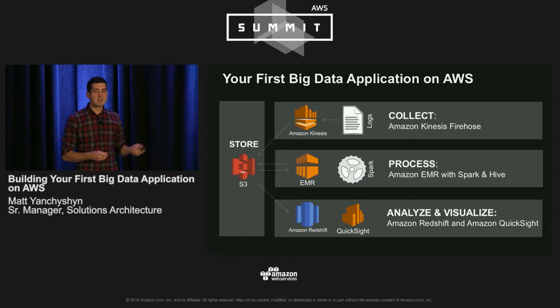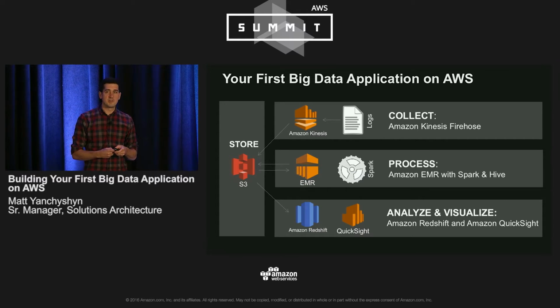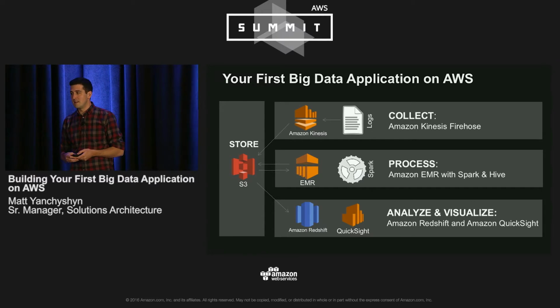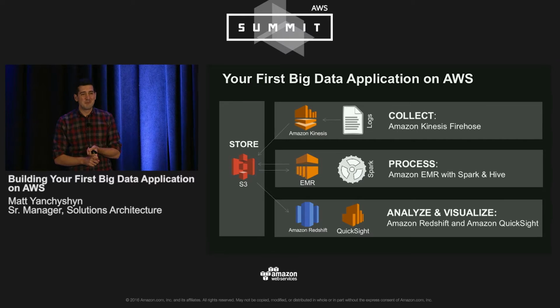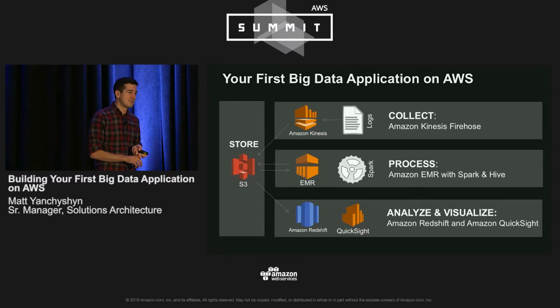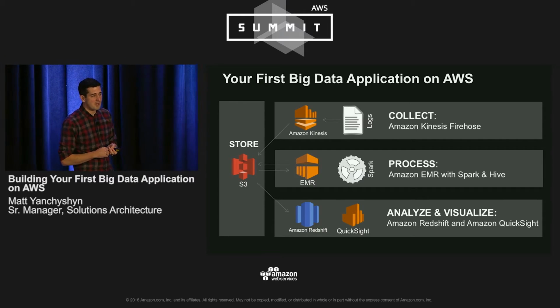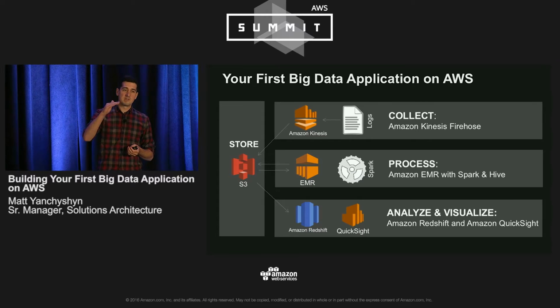So we're going to talk about Amazon S3, which is our object storage service. That's where we're going to store all the data. S3 is an amazing place to store data because of a few reasons. It's really cheap. You can store as much as you want. And it has a lot of different tiers. So depending on how quickly you need your data, you can store it at different tiers.